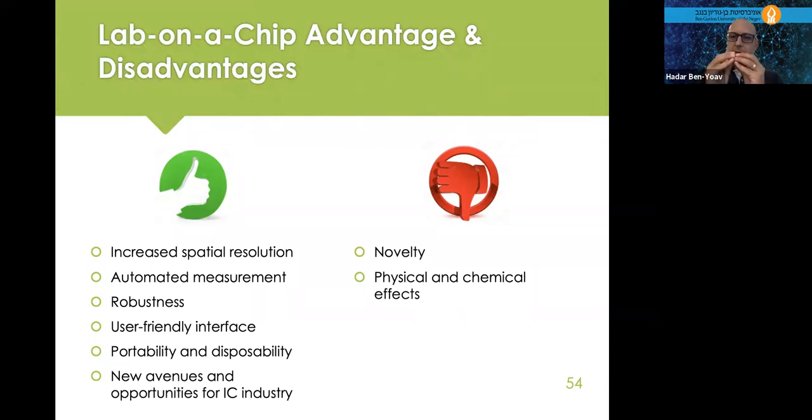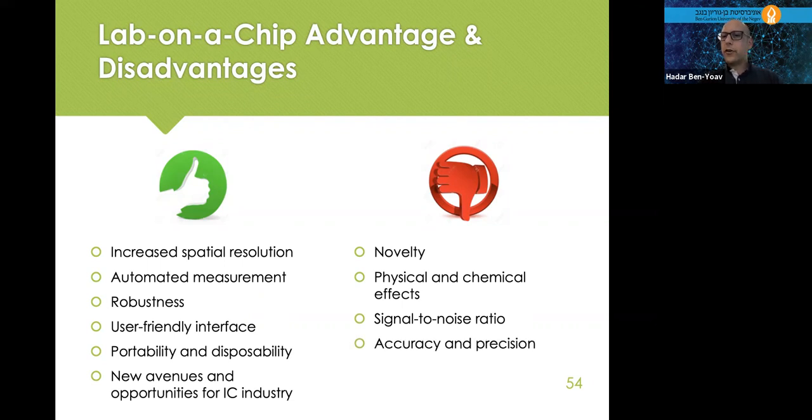When you go to the microscale, there are much higher effects of physical and chemical reactions. The signal to noise ratio, we have a very low signal to noise, so we need a way to increase the signal. Accuracy and precision. But all those kinds of things are currently being researched. And these are the challenges mentioned that we are all working on, trying to overcome to provide new solutions.